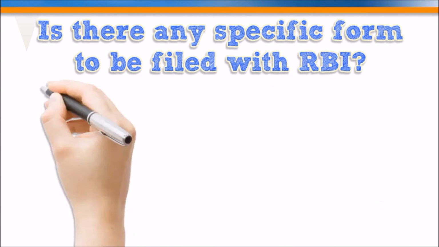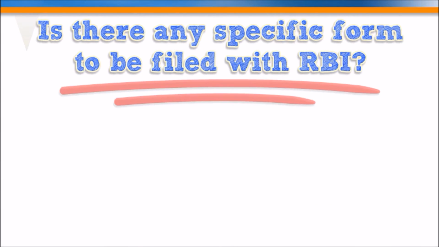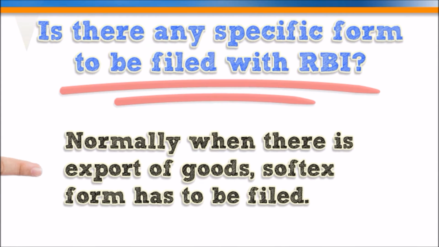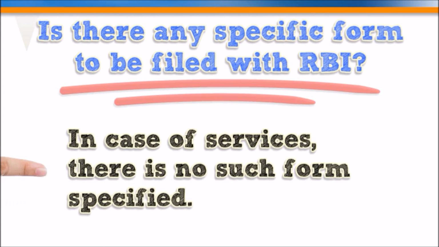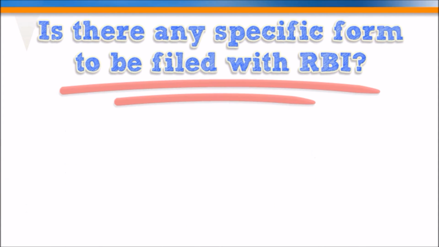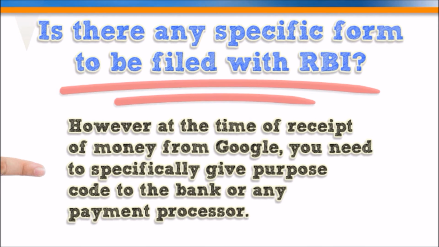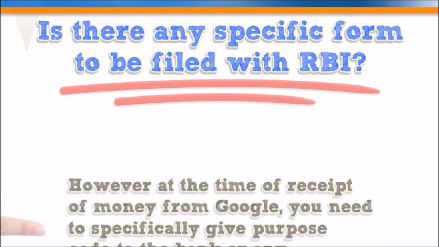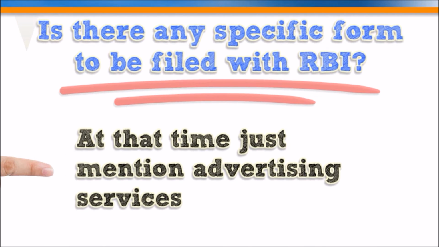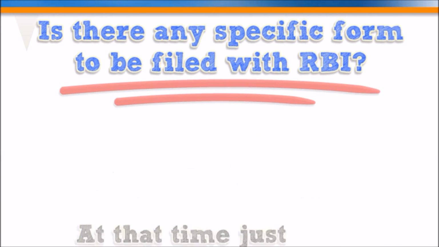Is there any specific form to be filed with RBI? Normally, when there is export of goods, a Softex form has to be filed. In case of services, there is no such form specified. However, at the time of receipt of money from Google, you need to specifically give a purpose code to the bank or any payment processor. At that time, just mention advertising services.